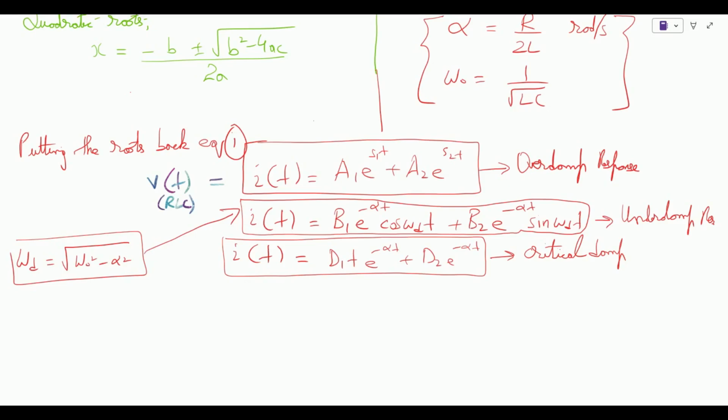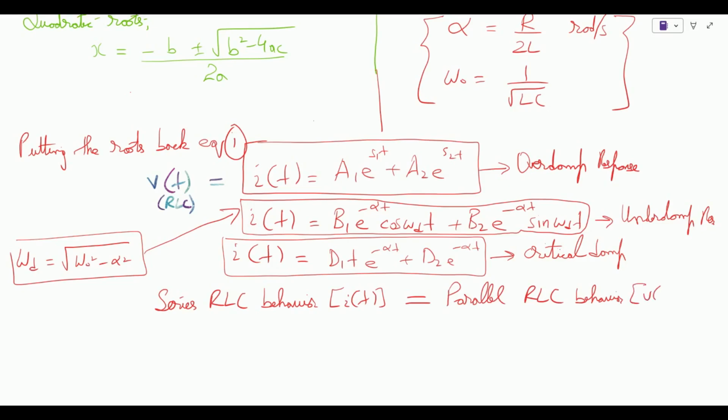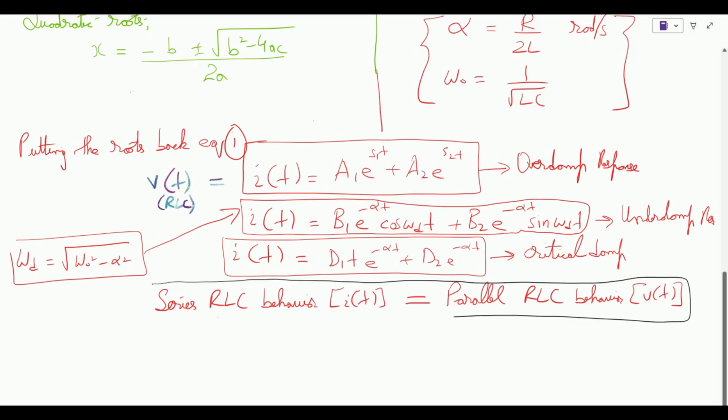So this is the similarity that we are getting, and we can say that the series RLC behavior, since we found the current i of t, is similar to the parallel RLC behavior where we found the voltage equation. So this is a very important relationship that we should know whenever solving the series or parallel RLC networks. So this is the conclusion that we have.